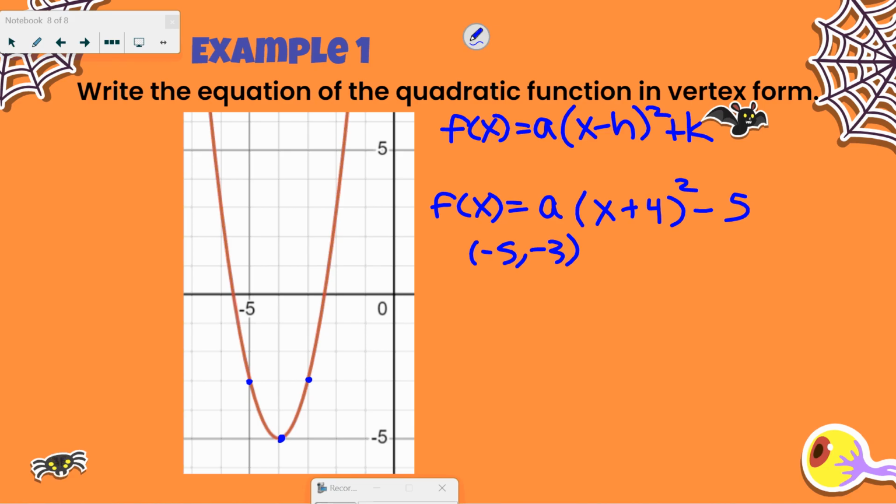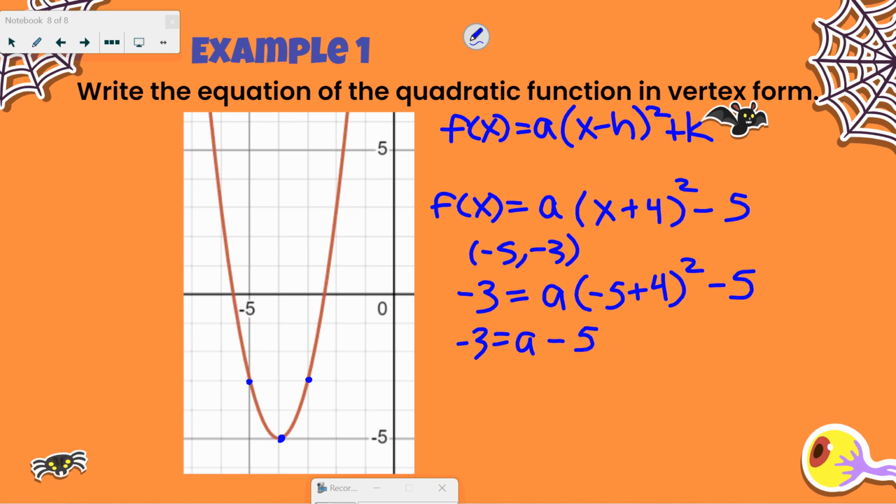So thinking about plugging those values in, f of x we know is the same thing as what? Y. And what's our y value? -3. Good. So we have a times, instead of x, we'll use our x value here of -5. And now we're going to solve for a. So let's just do some order of operations to help us get there. -5 plus 4 I know is going to be -1. And what's -1 squared? 1. So 1 times a is just a.